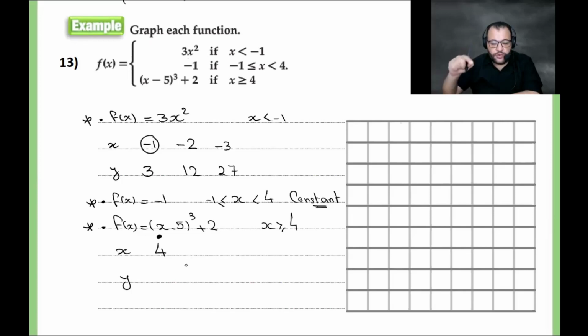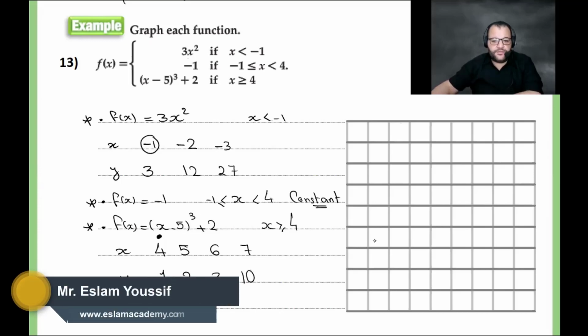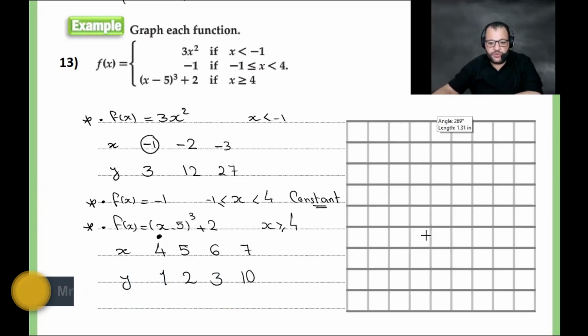When you graph, you have to close it. So 4, I need values more than 4, so it will be 4, 5, 6, and 7. Only 3 is enough, but we'll take one more. So 4 minus 5 is -1 to the power 3, -1 plus 2 equals 1. 5 minus 5 is 0 to the power 3, 0 plus 2 is 2. 6 minus 5 is 1, 1 to the power 3 is 1, so it will be 3. 7 minus 5 is 2, 2 to the power 3 is 8, so this one will be 10. So how will the graph look? These are the coordinates.